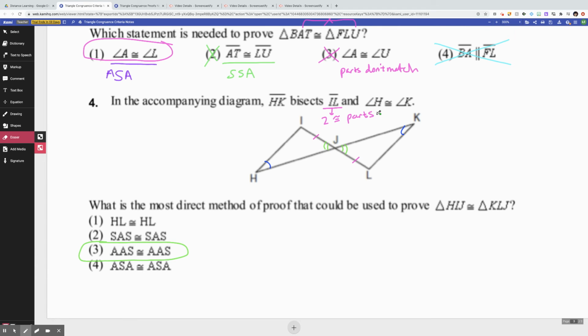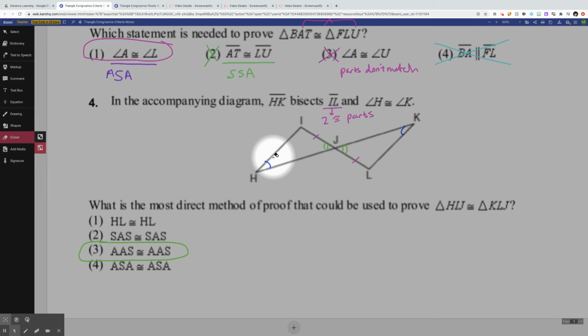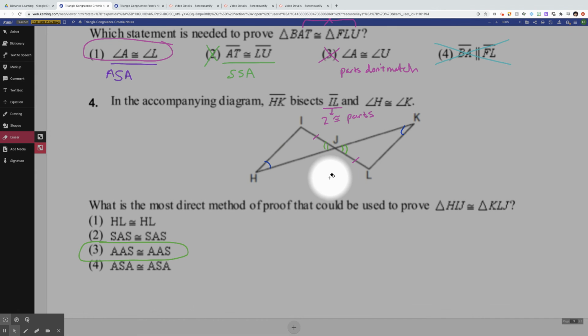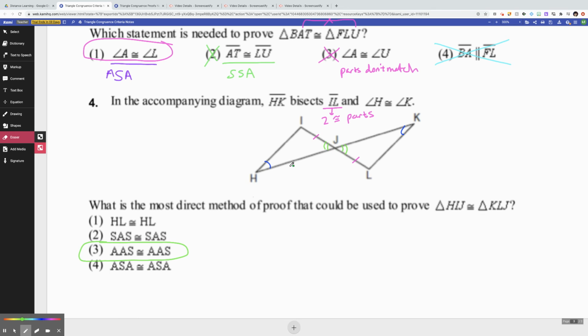And then they said angle H is congruent to angle K, which I marked here and here. So once I had that, I knew I needed one more thing, right? I had a side and an angle, and I needed one more set of corresponding parts. The only angles that I knew for sure were congruent are these right here, the ones that I have marked in green. And the reason I know for sure that those are congruent is because they are vertical angles.